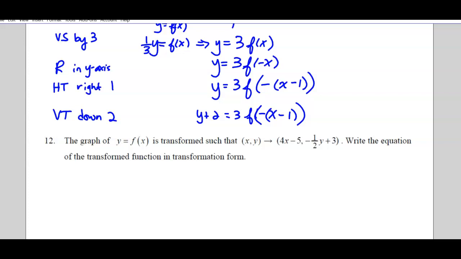Okay, so the next one is very similar. And you're going to do that one on your own. And then look at 13 on the right-hand side.